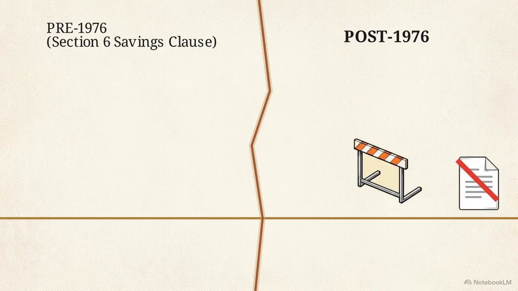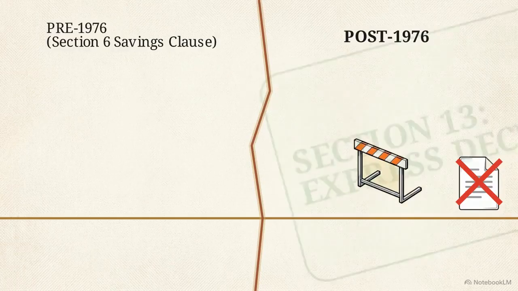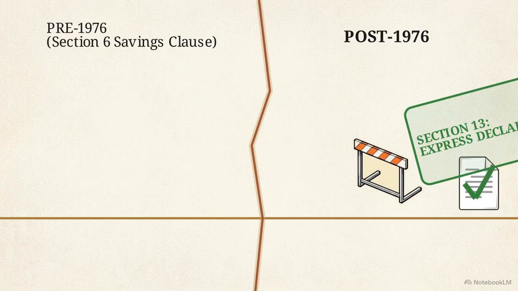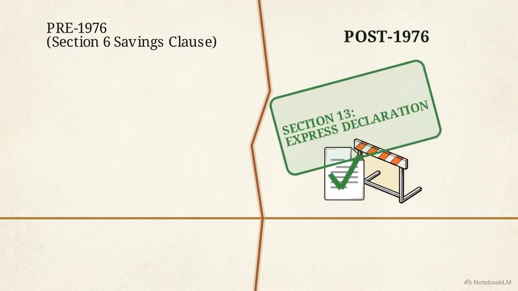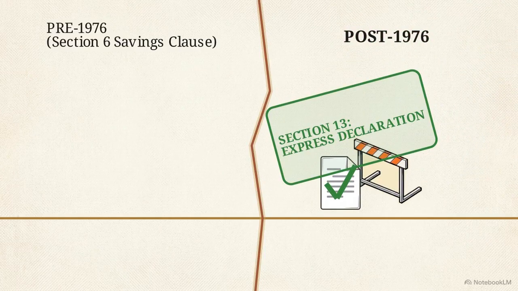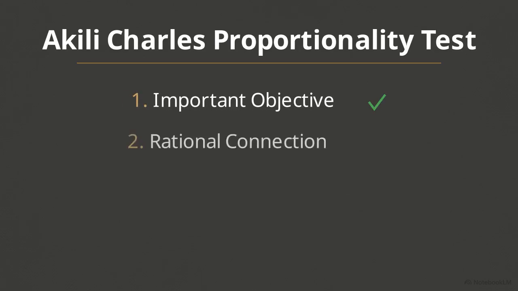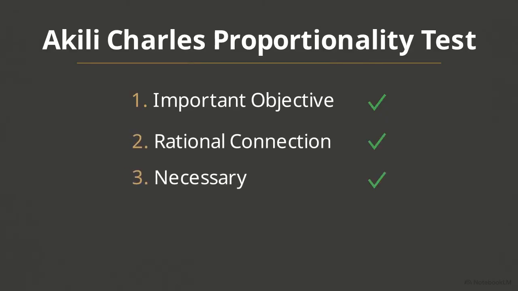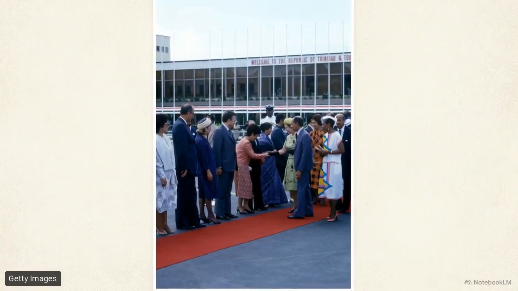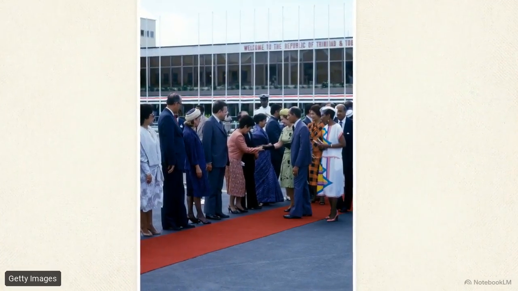For post-1976 legislation, Parliament faces a strict hurdle. To limit fundamental rights, the Act must contain a Section 13 express declaration stating its intent to operate inconsistently with the Constitution. Even with that express declaration, the law must survive the Achille-Charles proportionality test. The state has to prove the measure serves a sufficiently important objective, is rationally connected to it, is necessary, and strikes a fair balance. Pre-1976 laws operate under a paradox known as the Section 6 Savings Clause.